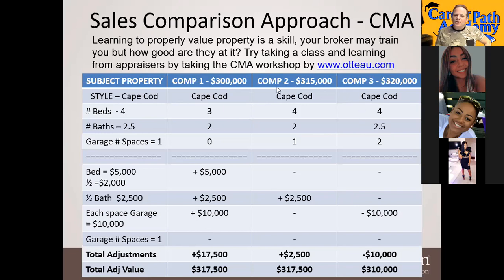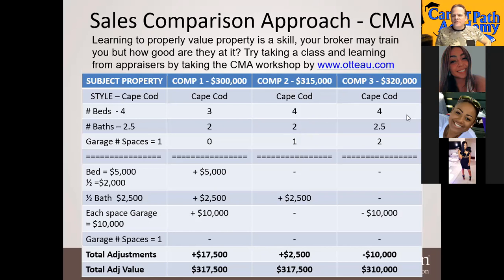Now, comparable property 2 sold for $315,000. It has the same number of bedrooms. It's missing a half bath, so we add a half bath into its value, and that was the only difference in price. Then it should have sold for $317,500 as well, because that's the only difference between these 2 properties.